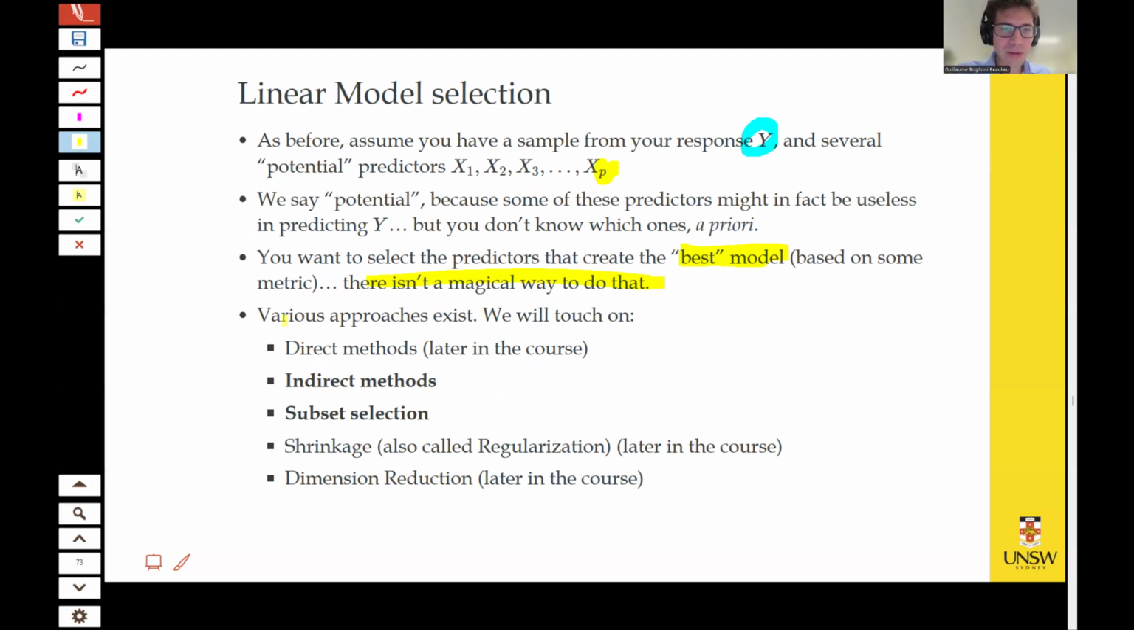And here, okay, so I said there are various approaches that exist. In this specific lecture, we're going to cover what is called indirect methods in the textbook, and very related to that is the topic of subset selection. So there's a very strong link between those two things that we're going to try to explain in this video. The other methods, we're going to cover them a bit later in the course. So what is called direct methods, shrinkage, and dimension reduction.